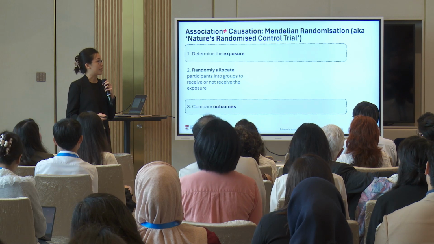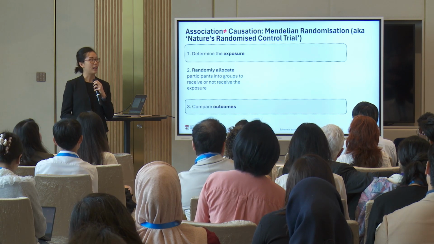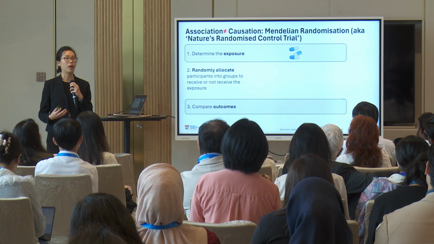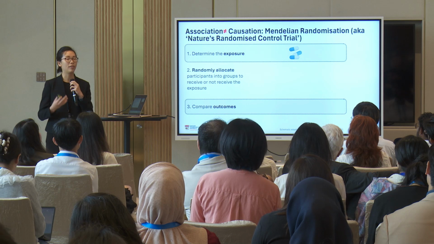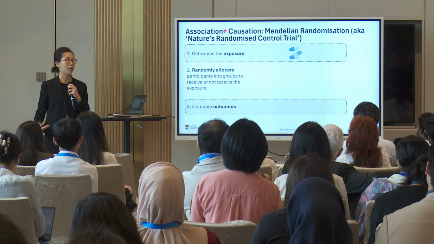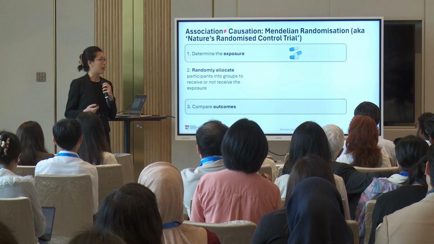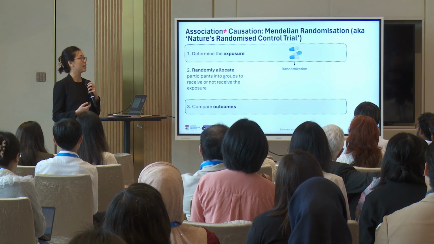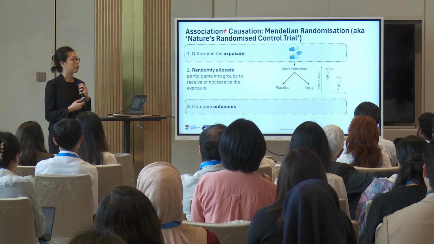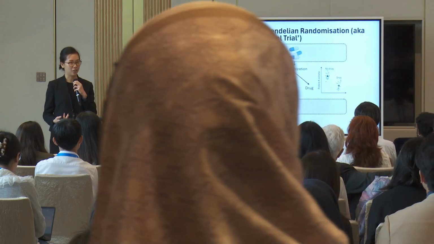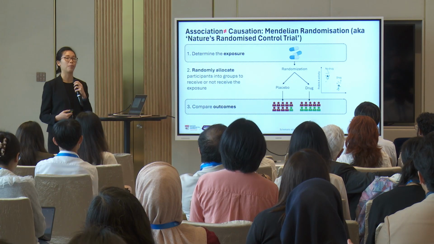So this is nature's randomized control trial, and as we are familiar with, randomized control trials are the gold standard for assessing a relationship between an exposure and outcome, and the exposure can be something like drug treatment. The essence of the RCT is that it randomizes people into treatment and control groups depending on whether or not they take the drug, and the outcomes are then compared.